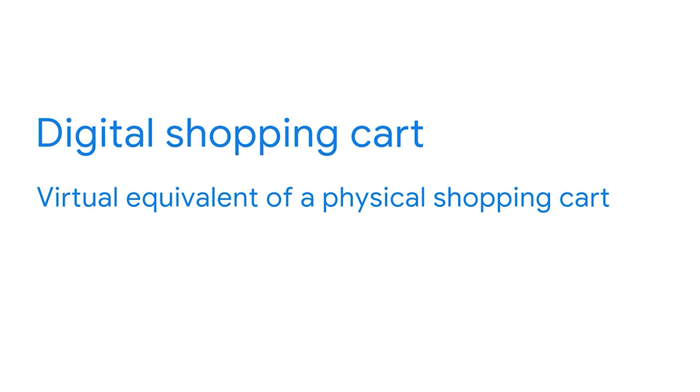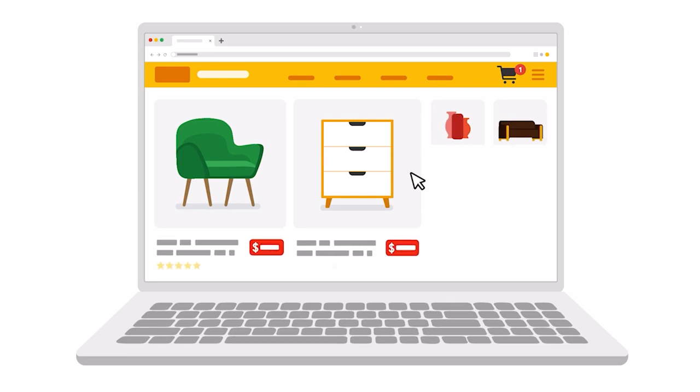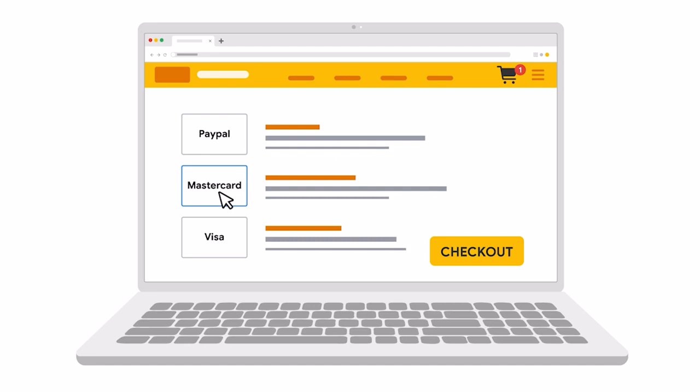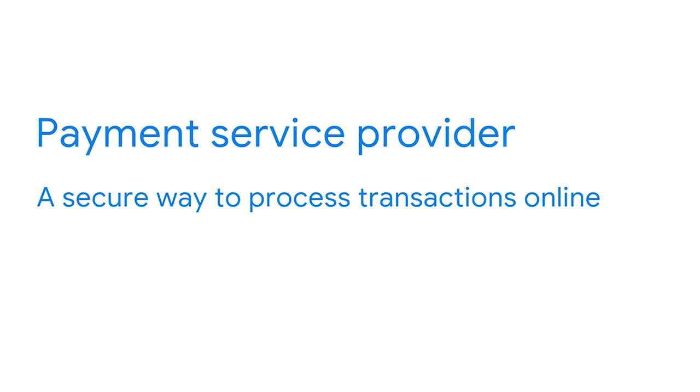Next, the customer adds a product to their digital shopping cart. This is the virtual equivalent of a physical shopping cart. It keeps track of all of the items the customer plans to purchase. When the customer is finished shopping, they can begin the online checkout process. The customer is able to complete their purchase by entering payment information during checkout. This is done through the payment service provider, which is a secure way to process transactions online. The payment service provider allows an e-commerce store to accept and process multiple types of payments, such as credit cards, debit cards, or third-party payment services.